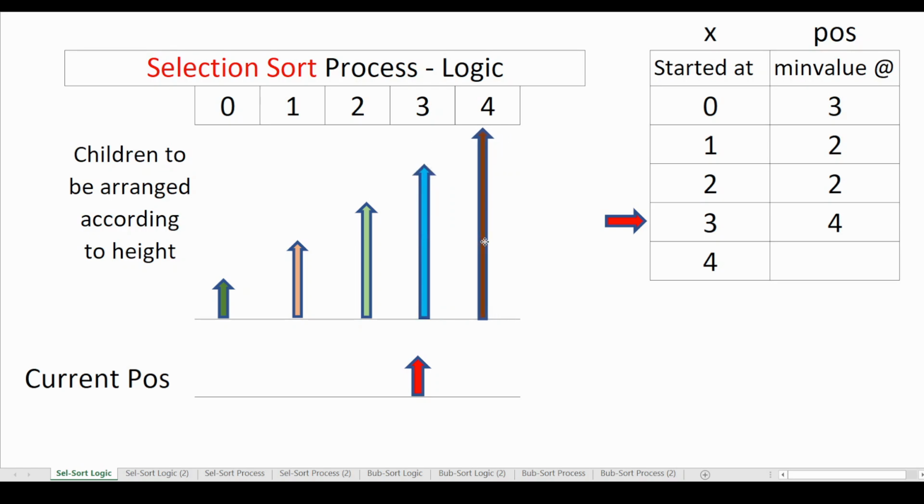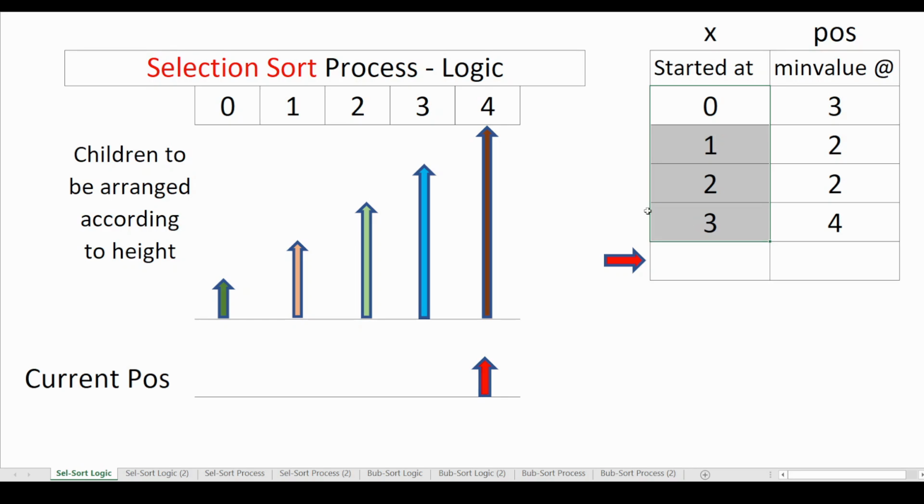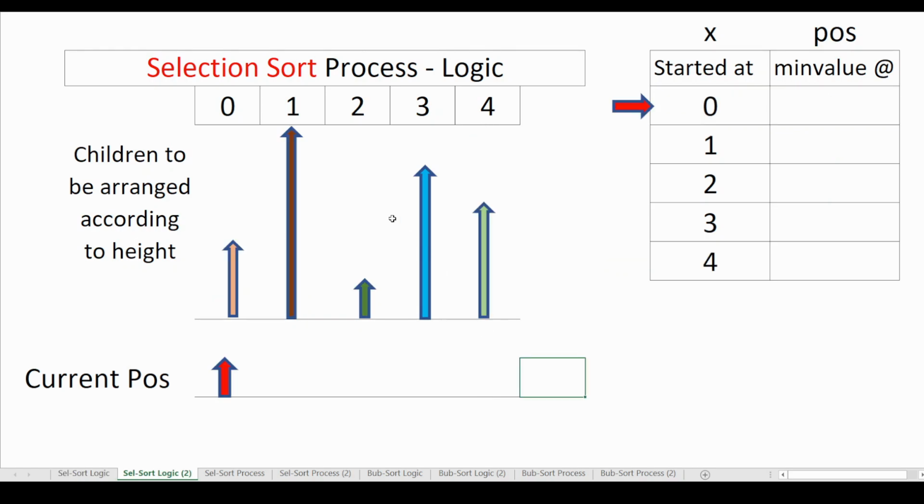Now tell me, do I need to go and stand beside position number 4 and figure out where the shortest is, or can I finish the process now? I can finish the process now because there is no need to come here, as this is the tallest child. I don't need this step at all. So basically I start from position number 0, go up to position number 3, and from every position I figure out which is the shortest child. I swap their positions.